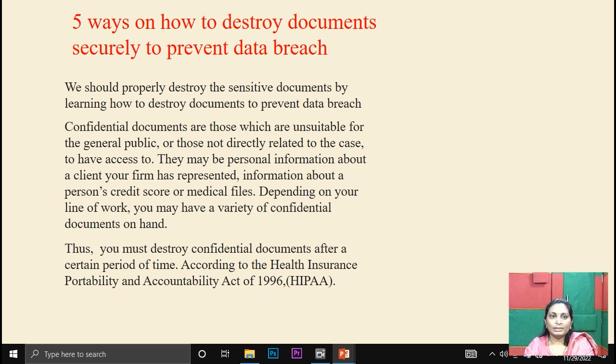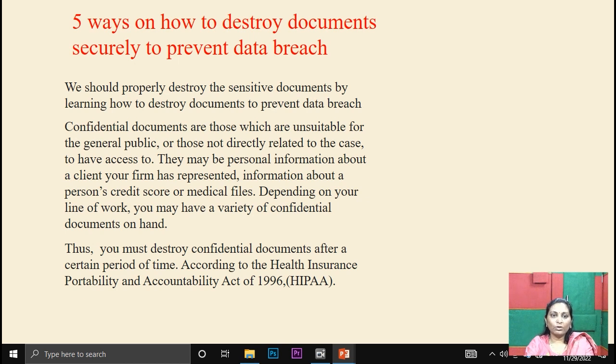Next point is 5 ways on how to destroy documents securely to prevent a data breach. It means how to secure our data. We should properly destroy sensitive documents by learning how to destroy documents to protect our data.